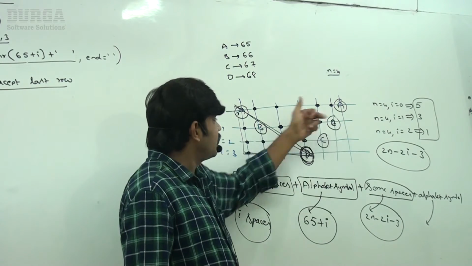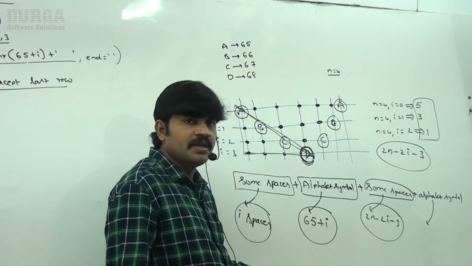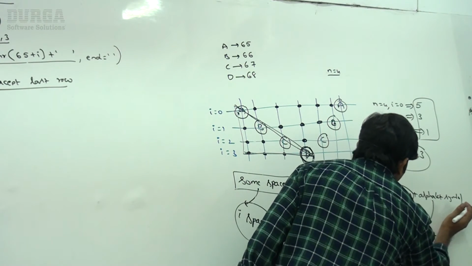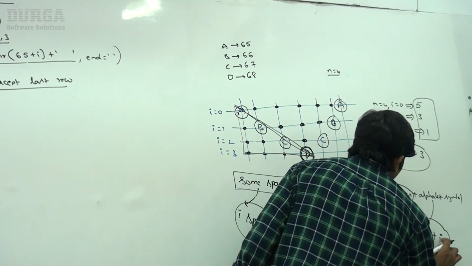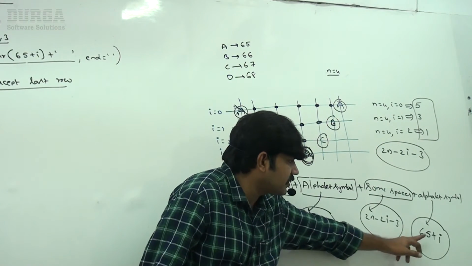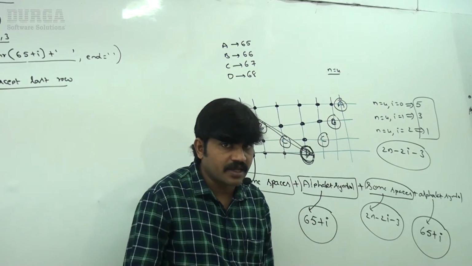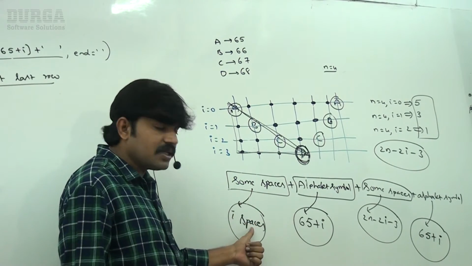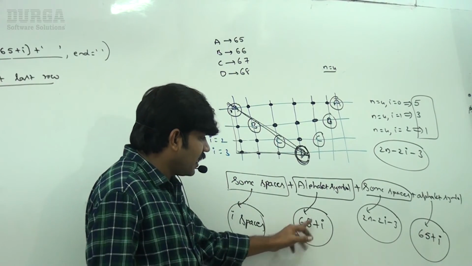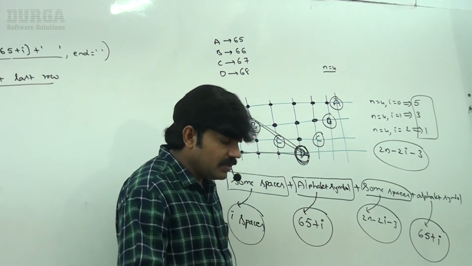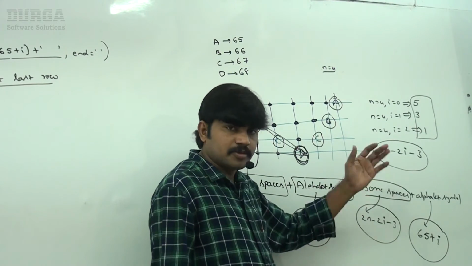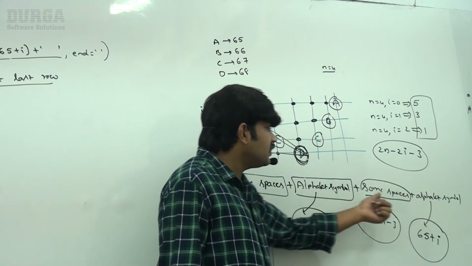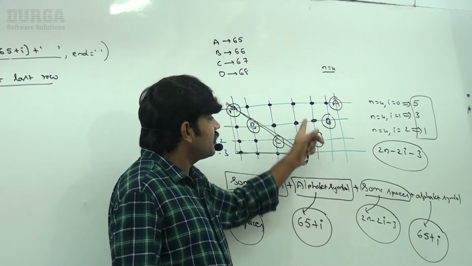So we already discussed this. Which alphabet symbol? 65 plus I, the corresponding alphabet symbol we require to take. Take very special care about this one. In every row, I number of spaces followed by the 65 plus I corresponding alphabet symbol, and then 2n minus 2i minus 3 spaces, and then the 65 plus I alphabet symbol. If you consider it like this, then automatically this pattern will be ready.